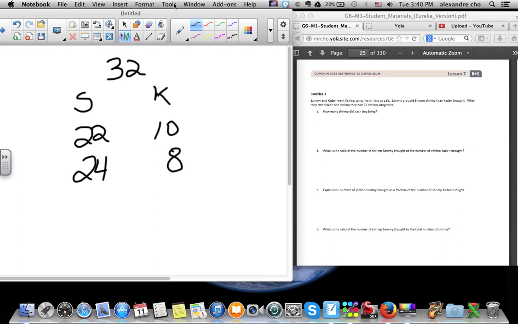So let's think of other numbers. Let's try 20 and 12. Sammy brought 20 and Caden brought 12. What's the difference between 20 and 12? If you subtract 20 minus 12 equals 8. Did Sammy bring 8 more than Caden? Yes, he did. So we have our two numbers here that fit the requirements. We can say that Sammy brought 20 and Caden brought 12, and that's the answer to letter A.